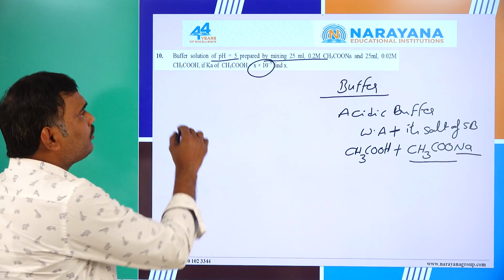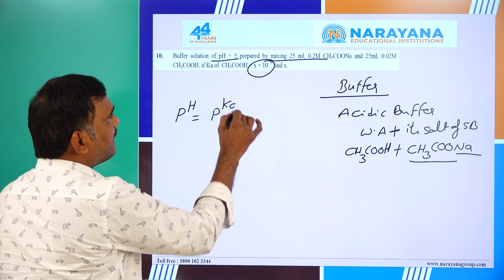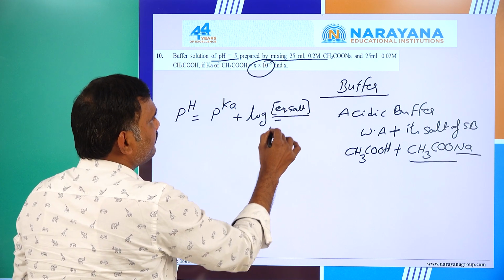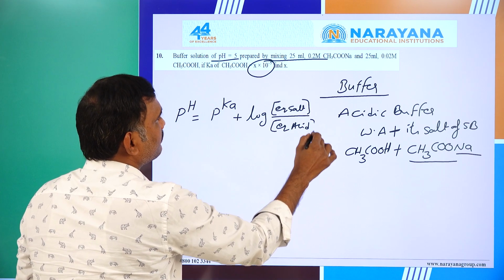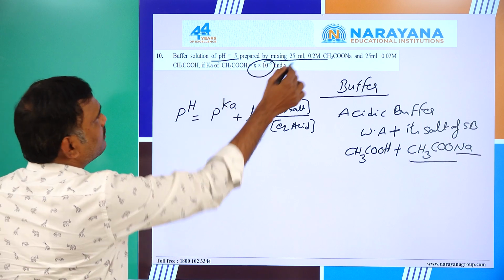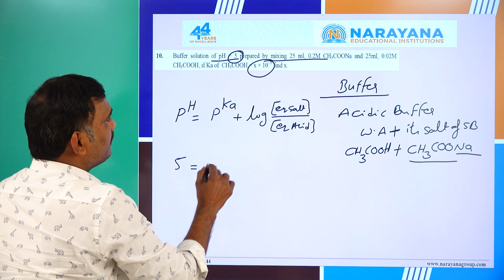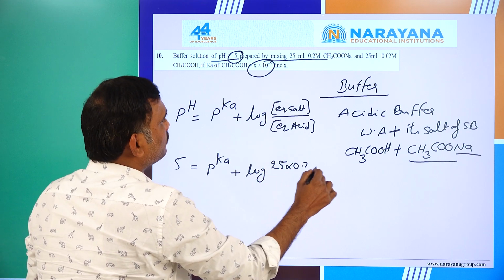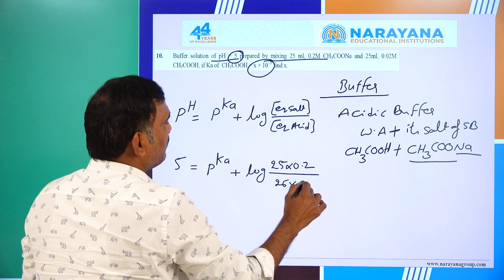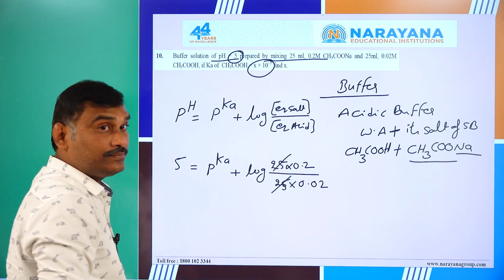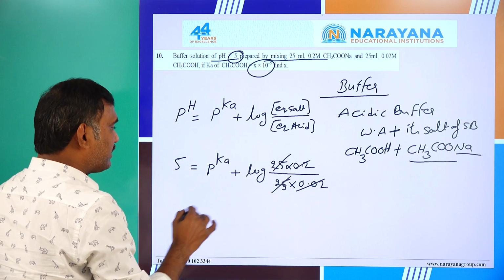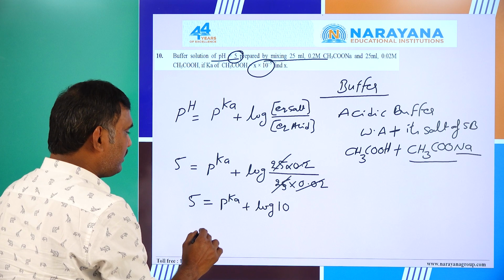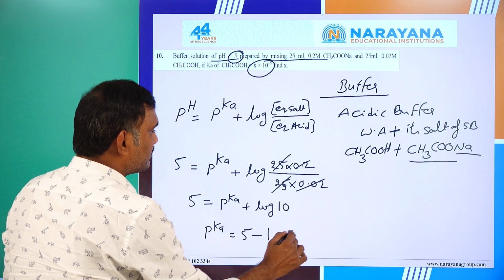Whenever an acidic buffer is given, how do we calculate pH? pH is equal to pKa plus log of equivalents of salt by equivalents of acid. Yes or no, students? Now they have given the pH value 5, and we have to find the pKa, with log of equivalents of salt over acid: 25 into 0.2 by 25 into 0.02. Both 25s cancel and this becomes 0.2 by 0.02, that is log 10. Then 5 is equal to pKa plus log 10. Log 10 means 1, then pKa is equal to 5 minus 1, that is equal to 4.